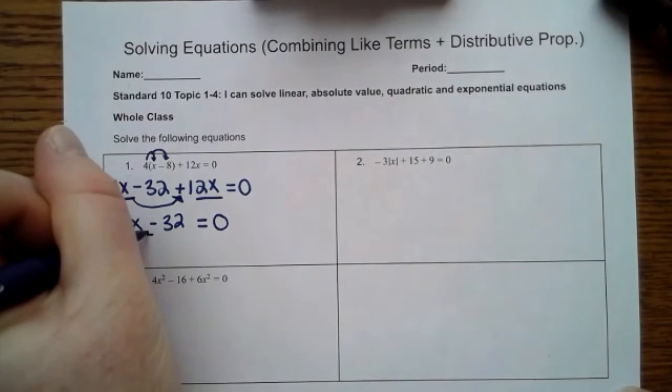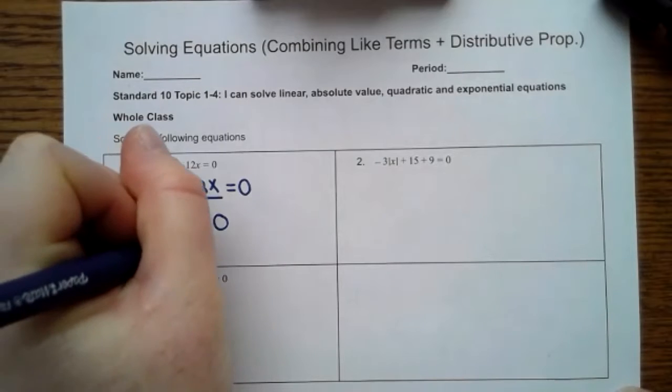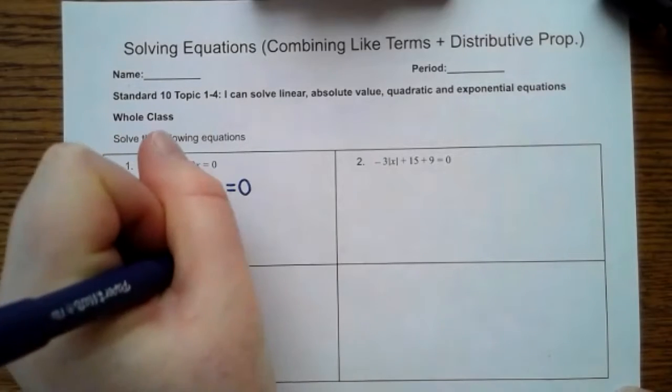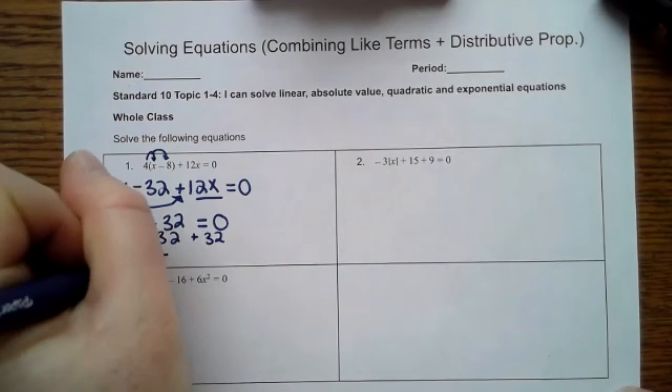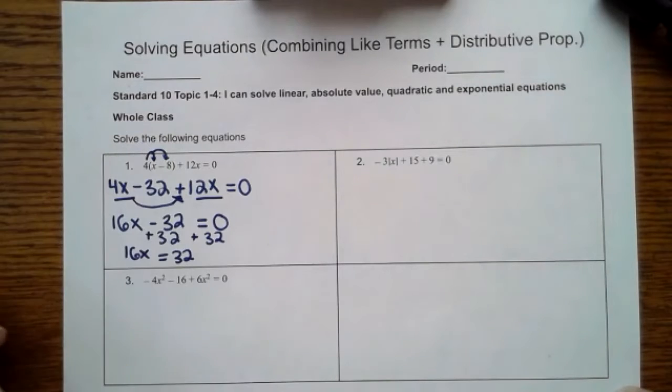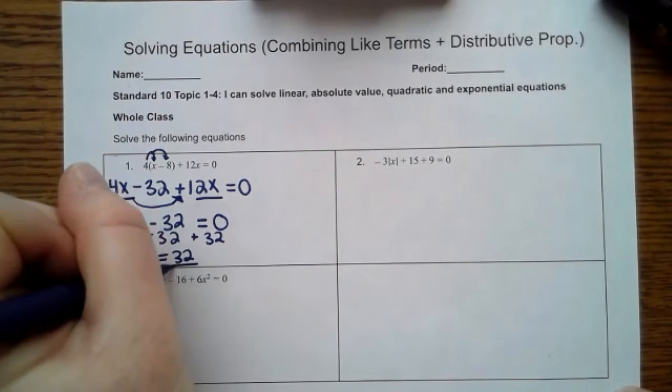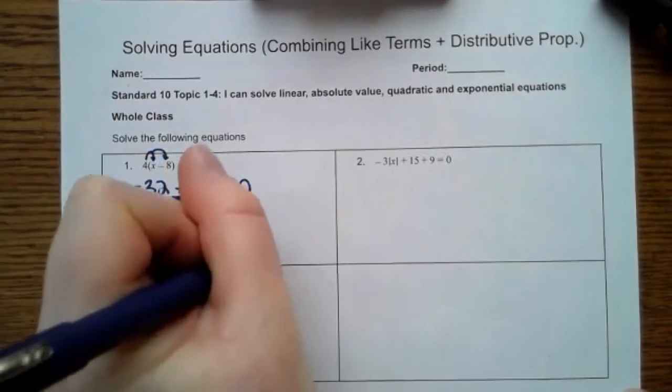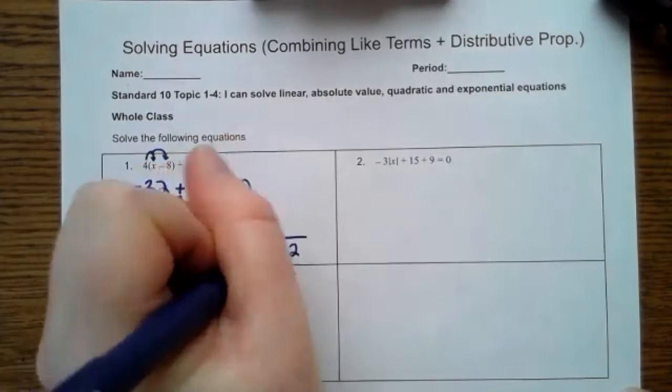So now we have to get that x by itself. So I get 16x equals 32. If I divide by 16 on both sides, I get x equals 2. Lovely.